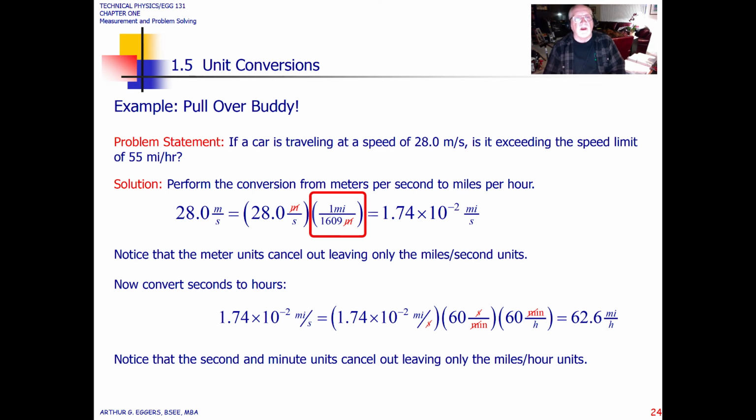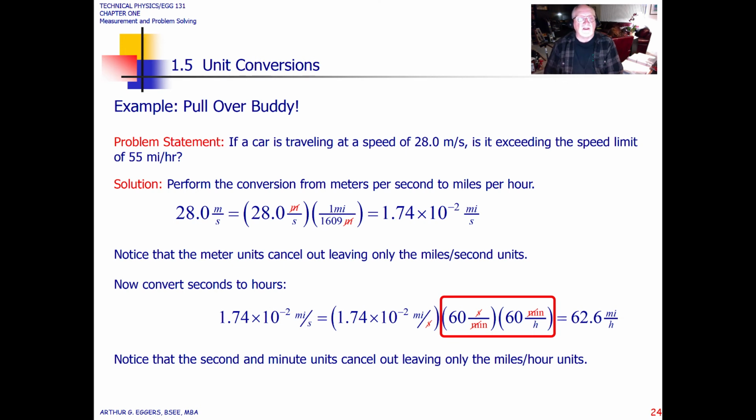I'm left with miles per second. So I get 1.74 times 10 to the minus 2 miles per second. But that's not what the problem asks for. The problem asks for the conversion to miles per hour to determine if the speed limit of 55 miles per hour is exceeded. Notice that the meters unit canceled out and we're left with miles per second.